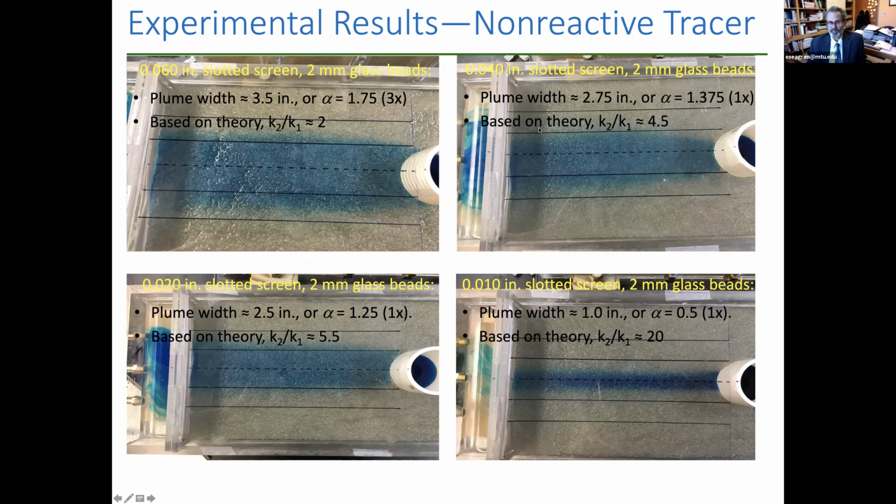Similarly, with 0.04, you can see that the permeability is reduced and we get a narrower plume. We get an alpha of roughly 1.4, corresponding to a K2 over K1 of 4.5. And then going to a smaller slotted screen, 0.02, we go down to an alpha of about 1.25, corresponding, according to theory, to a K2 over K1 of 5.5. And then at the 0.01 slotted screen, we only had an alpha of 0.5. So the plume in that case was only 1 inch in diameter.